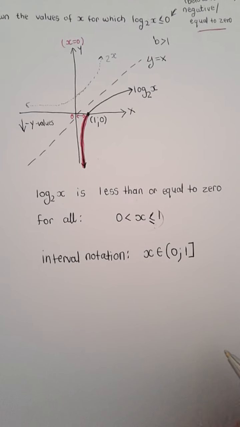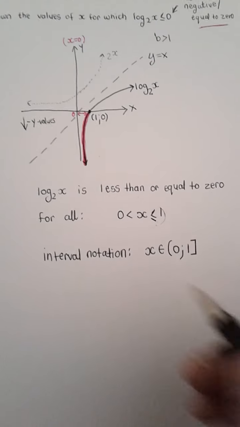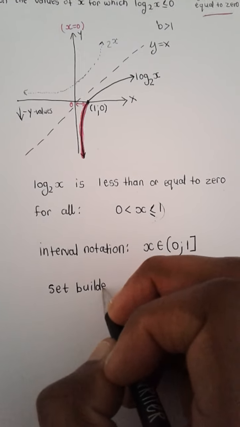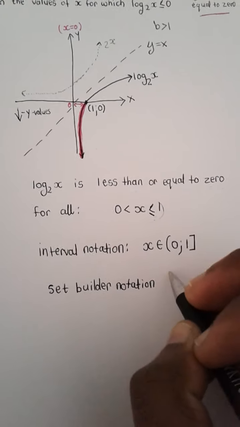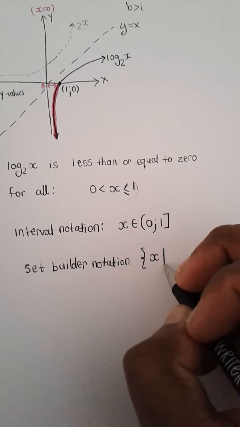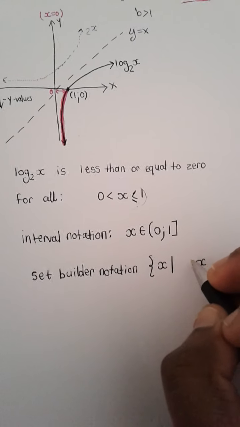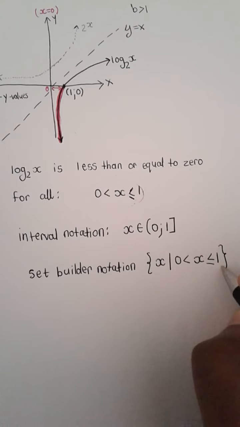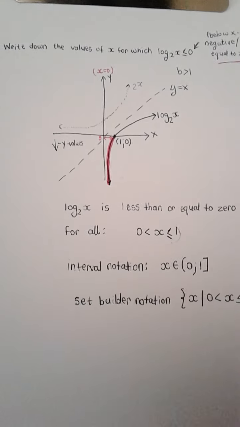You can also use a notation called set builder notation. Over here you use these fancy brackets, and you say x such that x is greater than 0 but less than or equal to 1. So these are just different formats of writing down your answer.